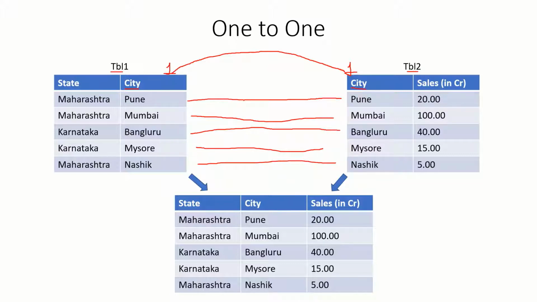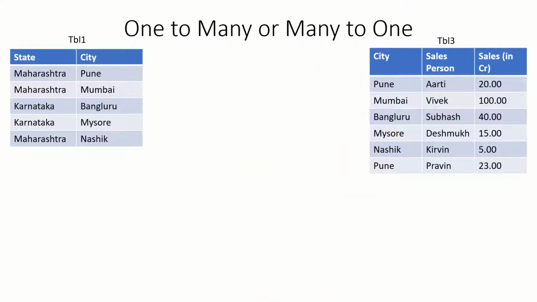Now let's move on to the second example, which is 1 to many or many to 1. Here we have table 1, which has state and city. We have table 3, which has city and salesperson-wise sales data. So how do we read this table?